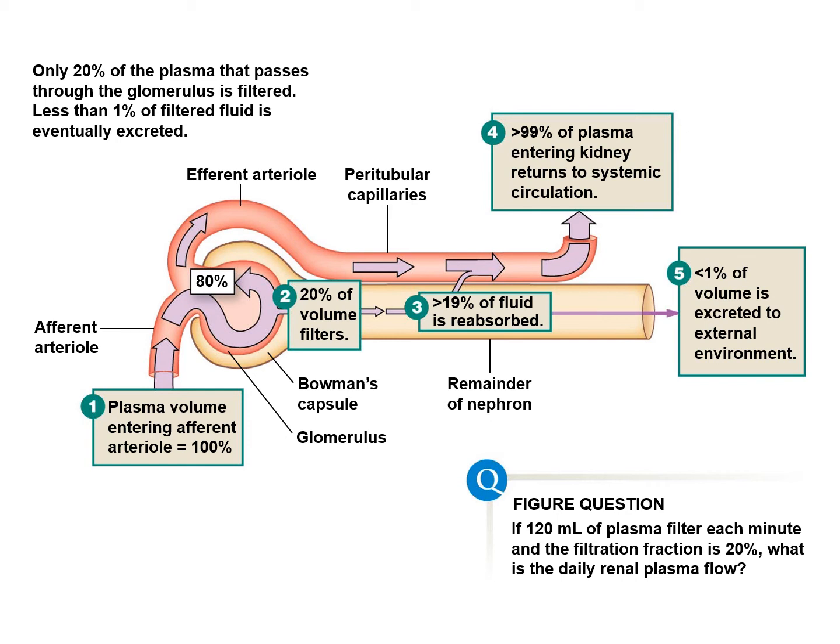To not give away the answer, but to tell you a quick factoid, fully 20% of cardiac output goes to the kidney at any given time. So when we're talking about systemic blood flow, 20% of that systemic blood flow is going to the kidneys. Pretty impressive, pretty impressive.